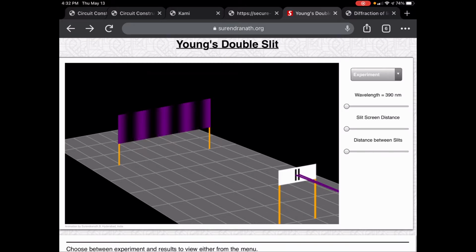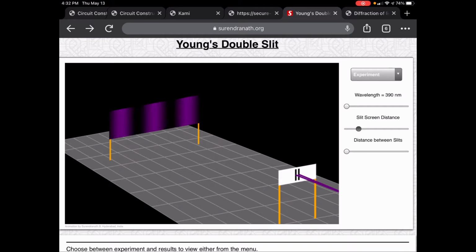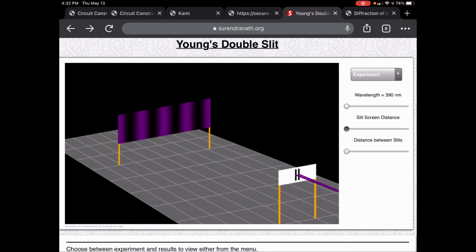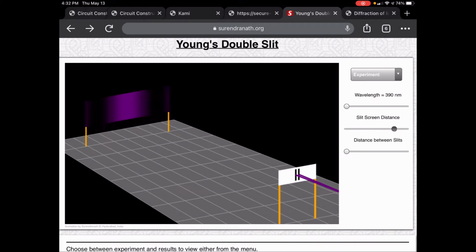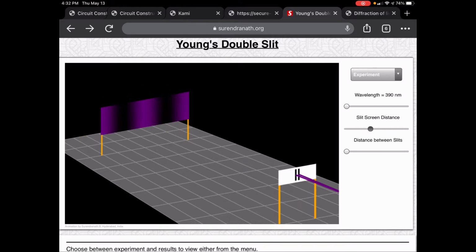But what about L? L is the slit to screen distance. It's how far the slits are away from your screen. So right now, if I increase L, well, there we go. If I increase L, notice I went from 5 bright fringes, and as I increase L, I'm down to 3 bright fringes, and then pretty much just 1. So what's happened is, as I increase the slit to screen distance, I'm getting fewer bright fringes. That means the bright fringes are spreading farther apart. That means X goes up.